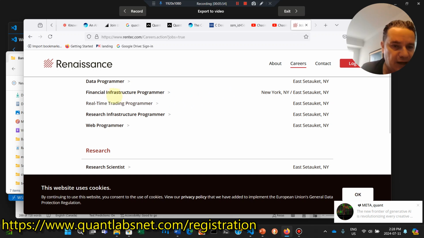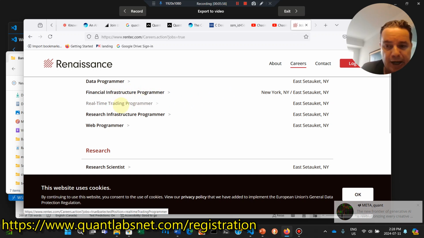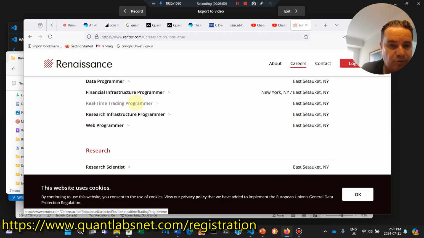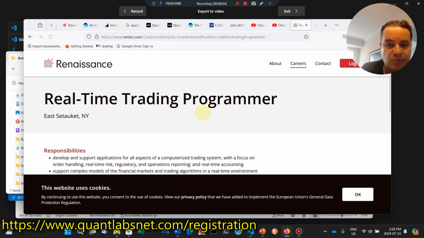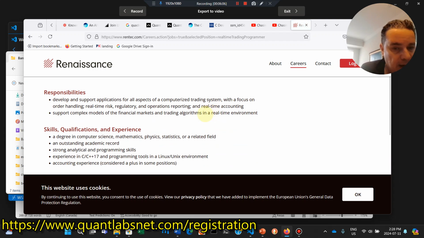Okay, so here we go. So we have financial infrastructure programmer and real-time programmer. So let's say we look at this one. In here, I've talked about how it's very vague. One thing I want to showcase that's very important is the version of C++ is version 17. So it's not quite up to 20 yet.